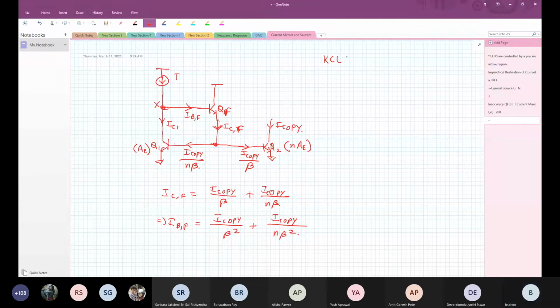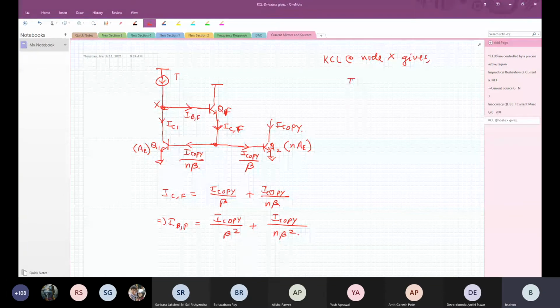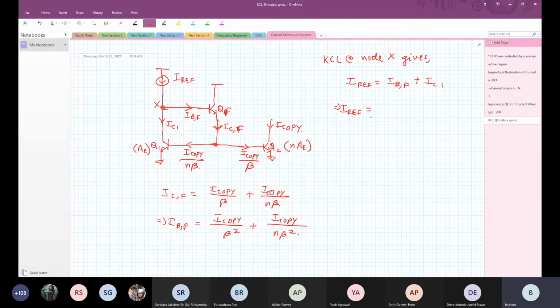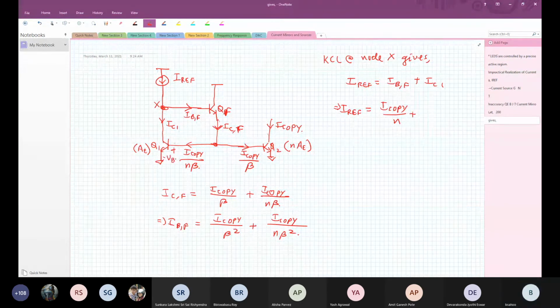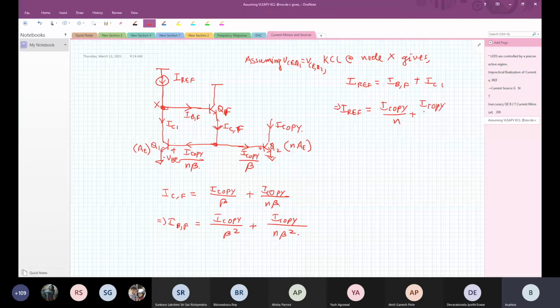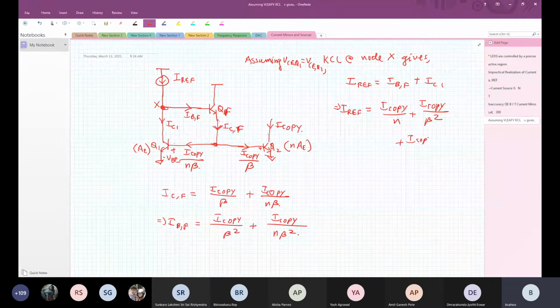So KCL at node X gives IREF equal to IB,F plus IC1, and therefore IREF equal to I copy by N plus, because this VBE and this VBE are the same, and assuming VCE of Q1 equals VCE of Q2, I copy by N plus I copy by beta squared plus I copy by N beta squared.